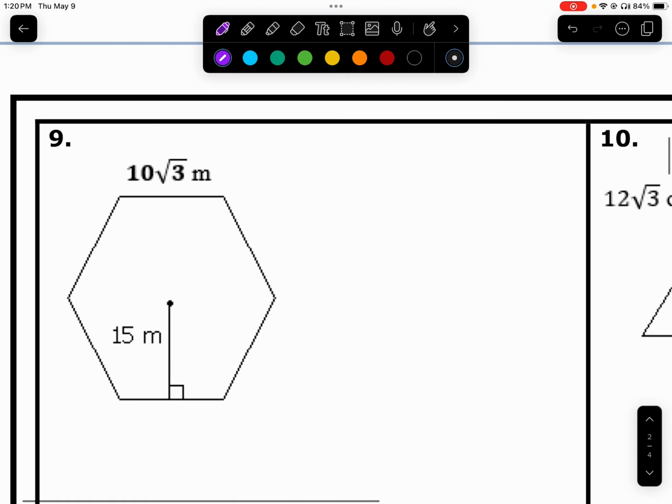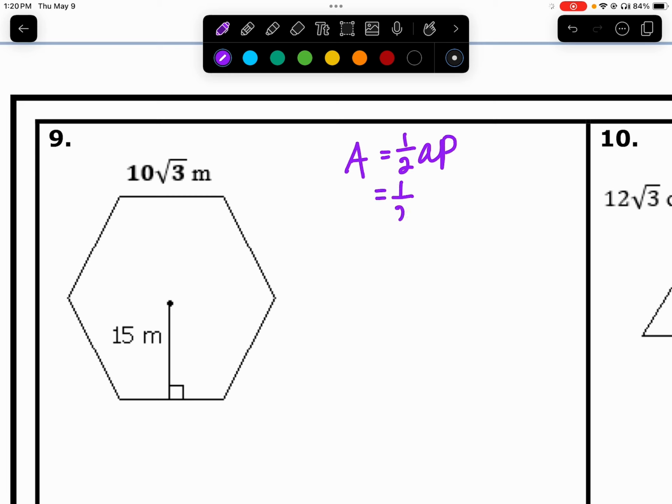Number 9. Again, we have a regular polygon. I know it doesn't say so, but I'm telling you it is. Sorry. So we have 1/2 times the apothem times the perimeter. The apothem is 15. The perimeter is 10 square root of 3. Just kidding. The side length is 10 square root of 3, but there are 6 sides. So that's 60 square root of 3.